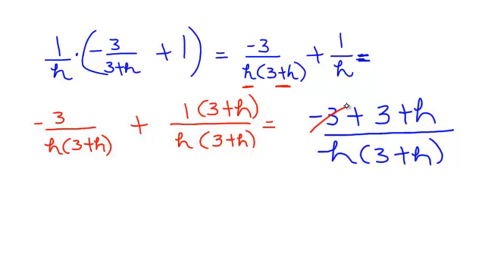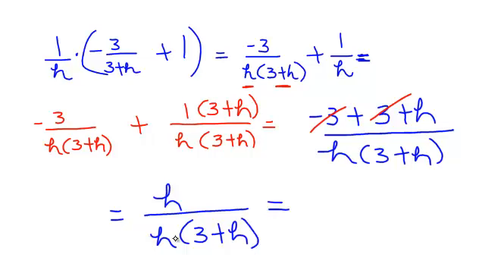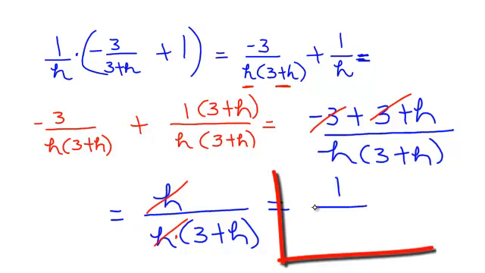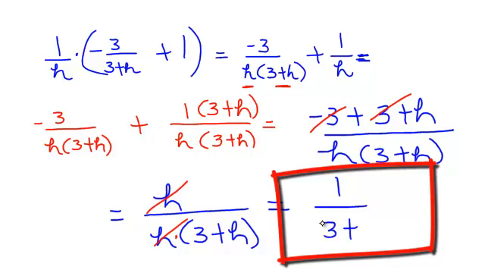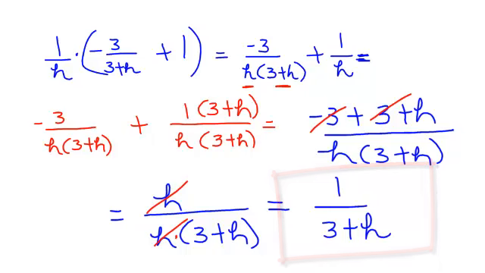In the numerator, a negative 3 and a positive 3 will cancel. So I will have h divided by h times 3 plus h. Now this is h times 3 plus h. I can separate those. Those will cancel. And my answer is 1 over 3 plus h. So the average rate of change was not the hard part in that. The hard part, adding those fractions.